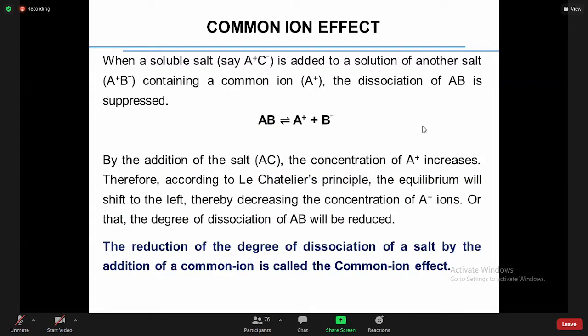Another topic is the common ion effect. Do you know what the common ion effect is?